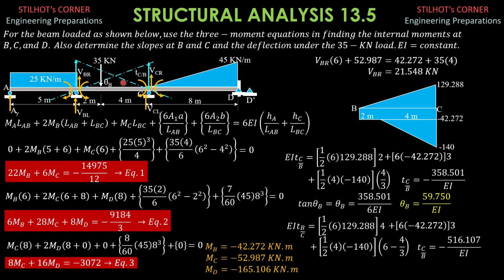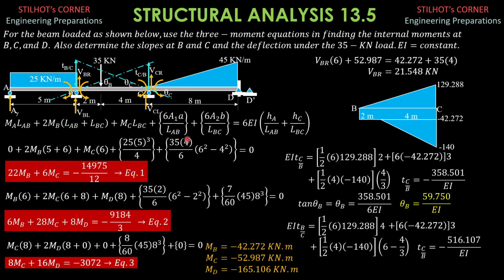And this is theta C. If this is also theta C, from the positive x-axis to the tangent at C, the rotation is clockwise, and clockwise rotation is negative. Therefore, the slope at C is negative. It is negative 516.107 divided by 6 EI.